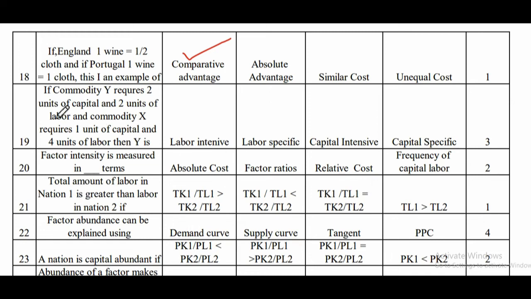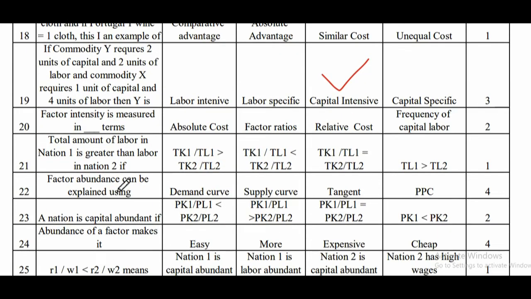Now the next one is, if the commodity Y requires 2 units of capital and 2 units of labor, and the commodity X requires 1 unit of capital and 4 units of labor, then Y is, option number 1 is labor intensive, second is labor specific, third one is capital intensive, and the fourth option is capital specific. So the correct answer is capital intensive.